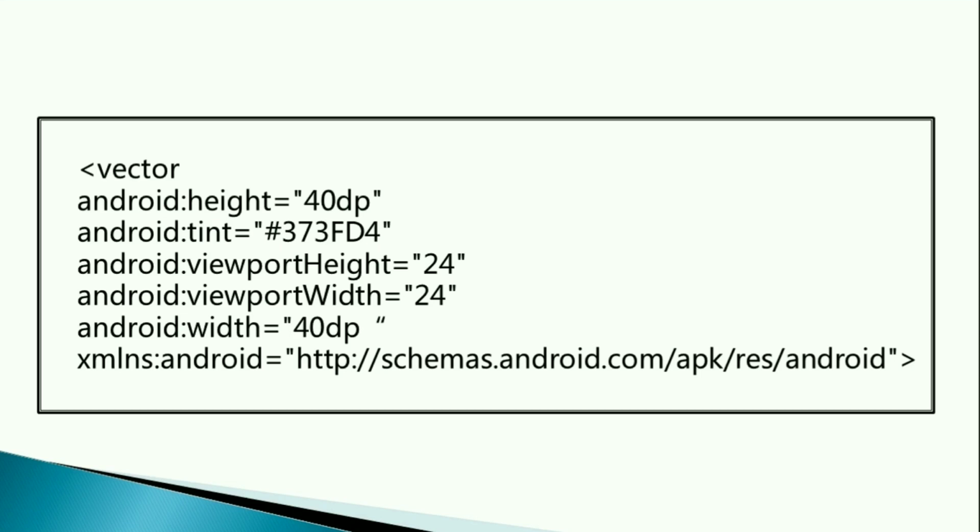We have added attribute tint of namespace Android. It is used to specify the color of the drawable. Value of this attribute is provided as hexadecimal color code. We have provided color value as hash 373FG4. This hexadecimal color code matches the color Palatinate blue as shown on the screen.